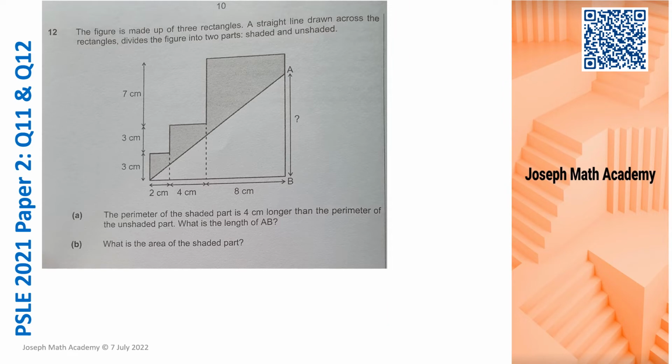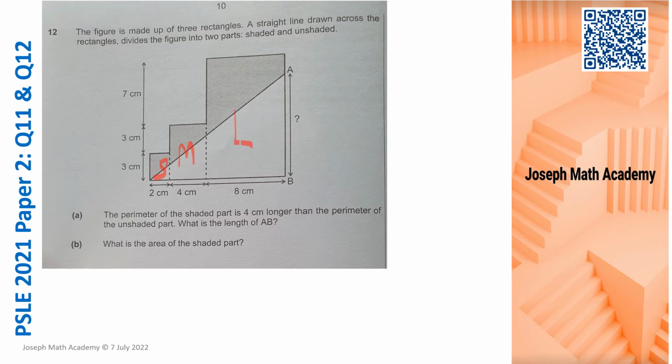Okay, question number 12 is on area of triangle and area of rectangle. Of course, perimeter is involved. Okay, let's take a look at the question. Now the figure is made up of 3 rectangles. I call this small, medium, and large.